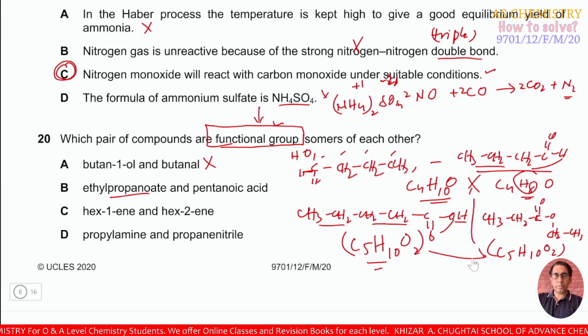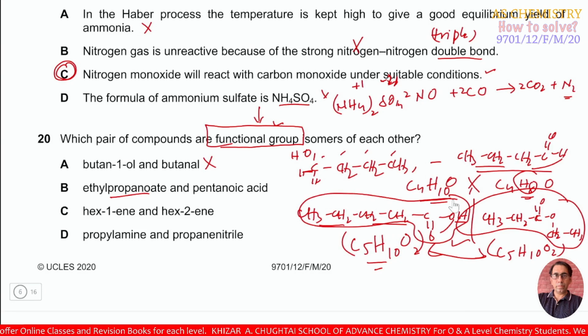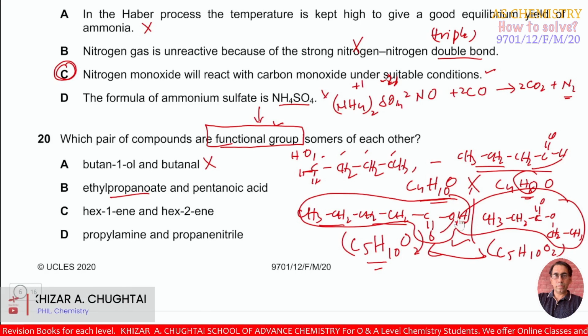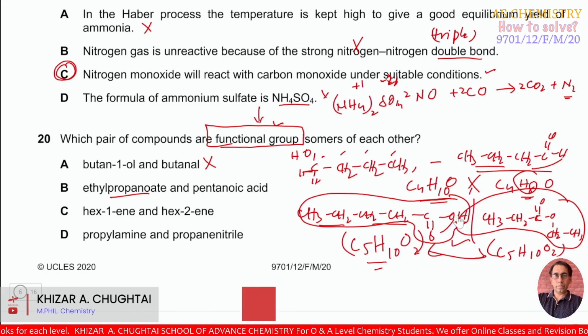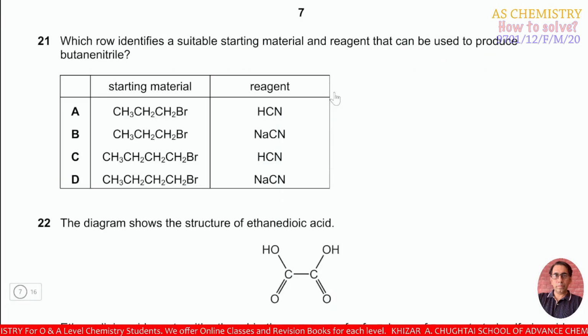Yes, both have the same molecular formula, but they have different IUPAC names. So if the name is different, the compound is different and the structure is different. So yes, they can be called functional group isomers. I mean, B is the correct option.